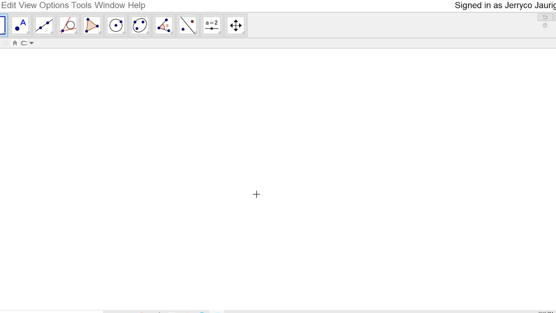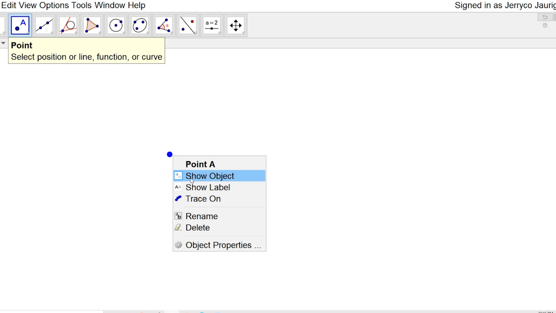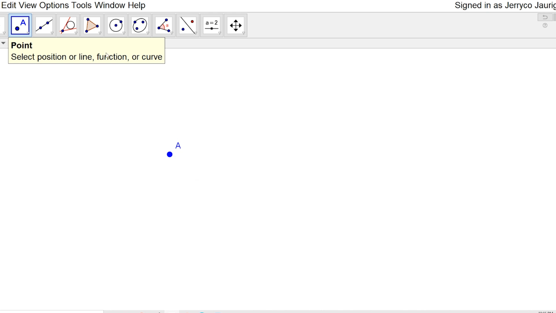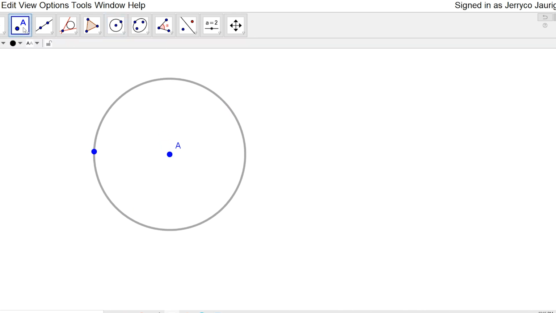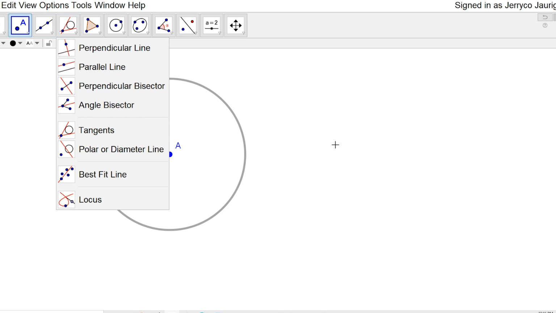So let's first construct a circle. Let's have a point here. Let's call this point A. And then let's construct a circle. Click the center, and then a point. So we have a circle here. And then let's locate a point not on the circle, so it's outside the circle.